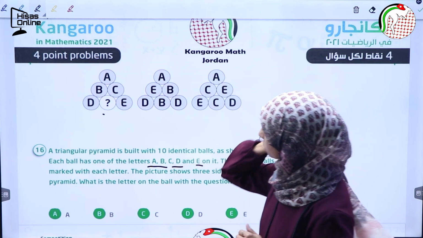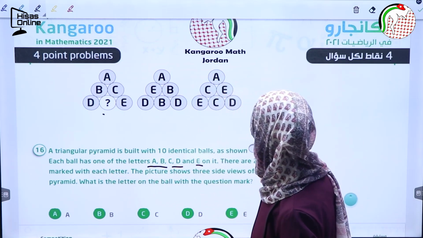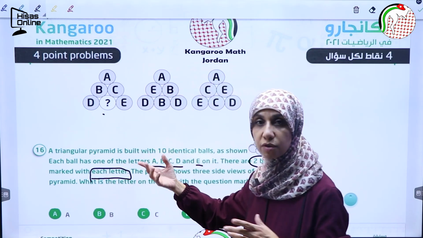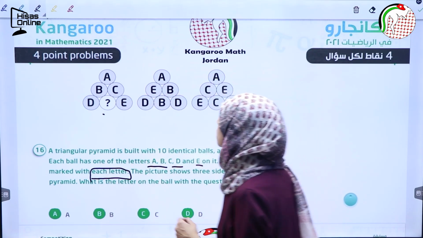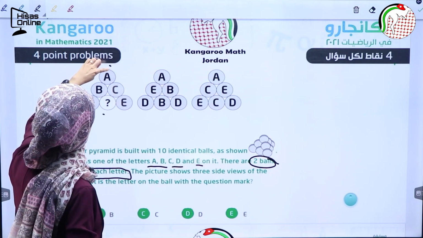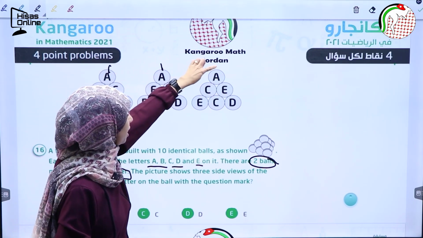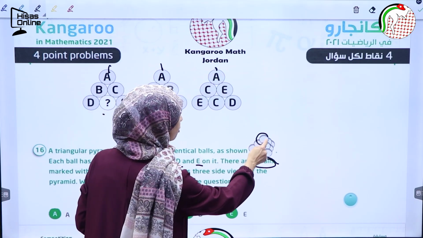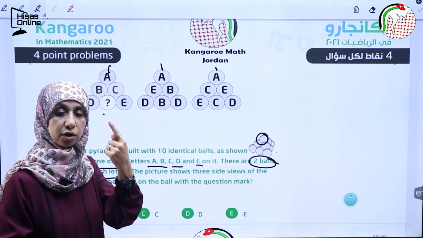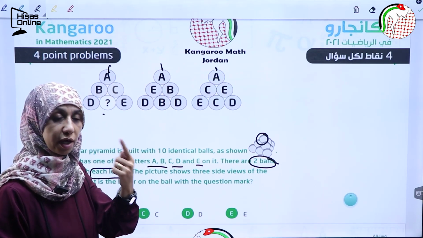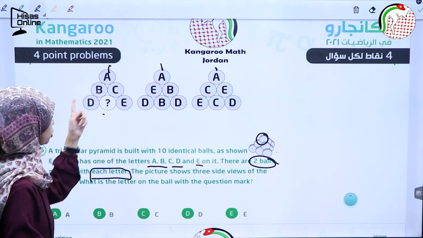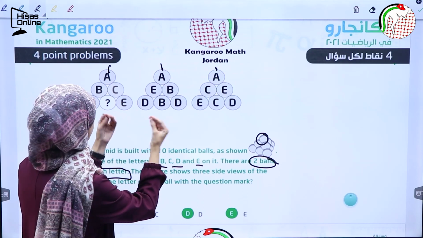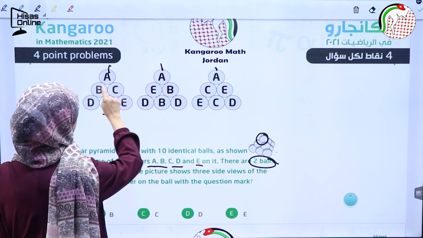So they said that I can see 2 balls marked with each letter. Let's imagine this 3D pyramid and this side. Here on the top, I have A, but this is not another A. It's the same ball, the ball here on the top. So this is one A only, one ball marked with letter A. If you check the next part here, you can see the ball B.